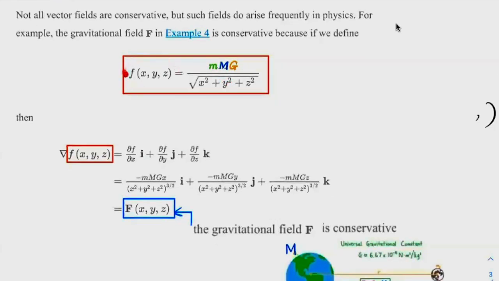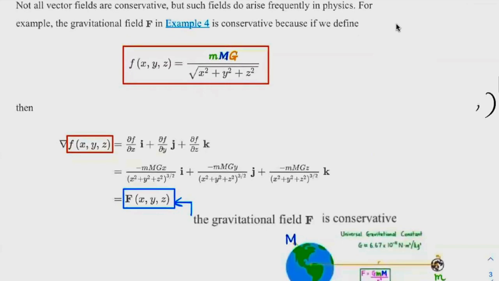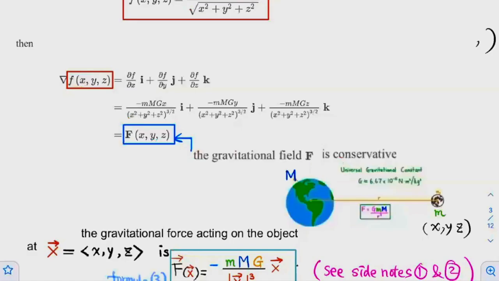If the small f function is equal to m times M times this, then the gradient of this is equal to this. We did the calculation. And if you let the big F function be this gradient of f, then this big F function is conservative. It's a conservative vector field because it is a gradient of some scalar function right there. And this is called the gravitational field.